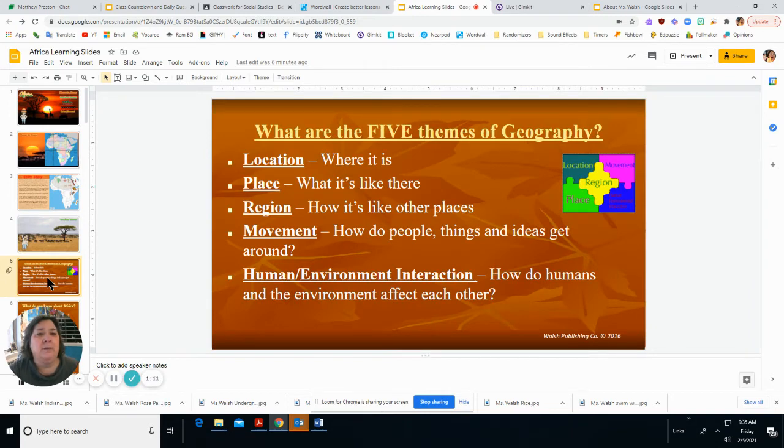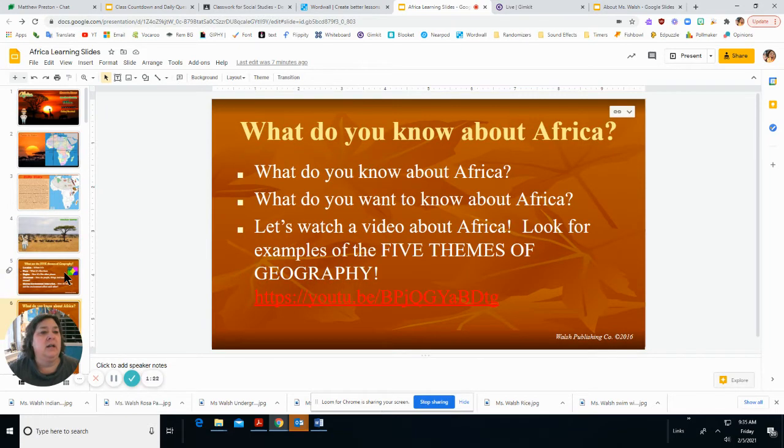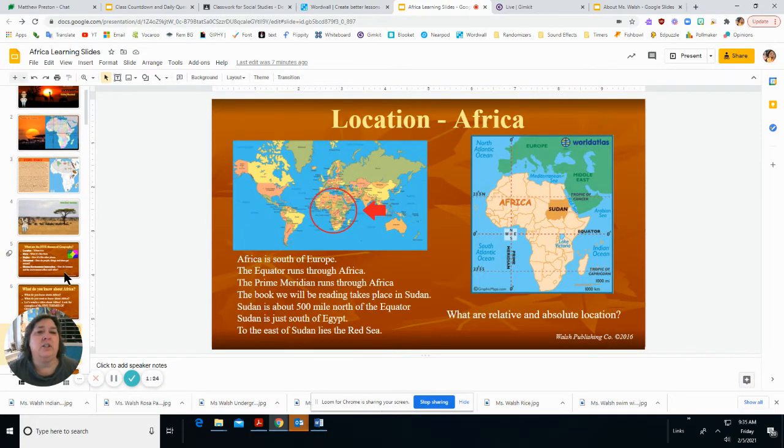So when we study about a place, we always start with our 5 themes of geography: our location, place, region, movement, and human interaction with the environment. Let's get started. Let's see. We are going to start with location.